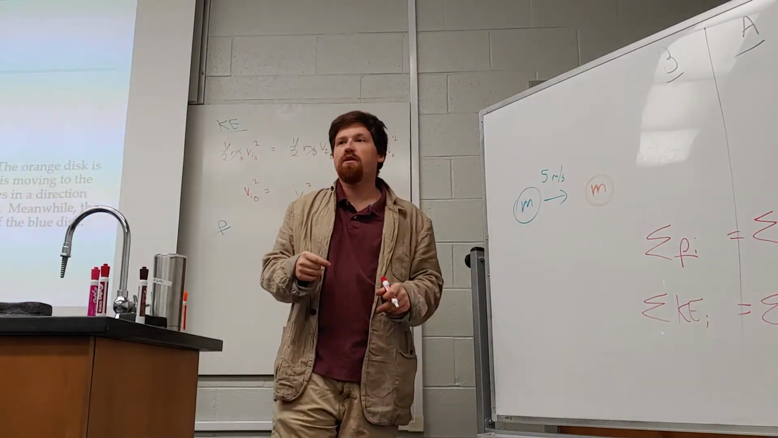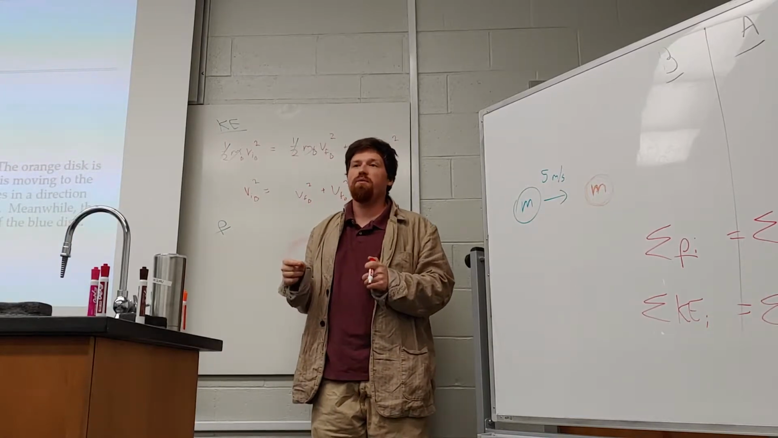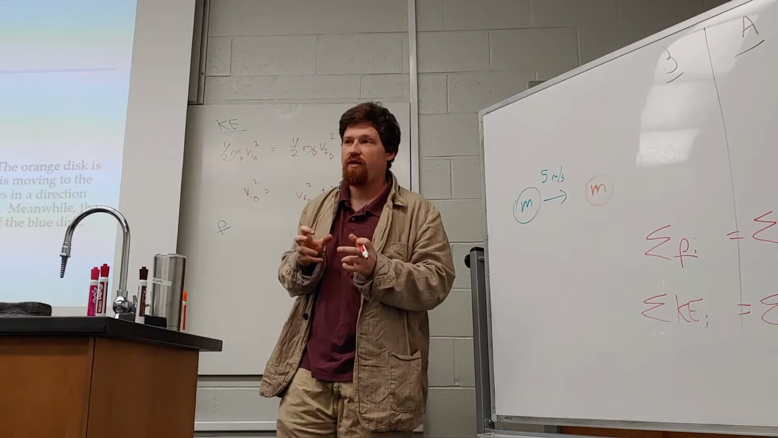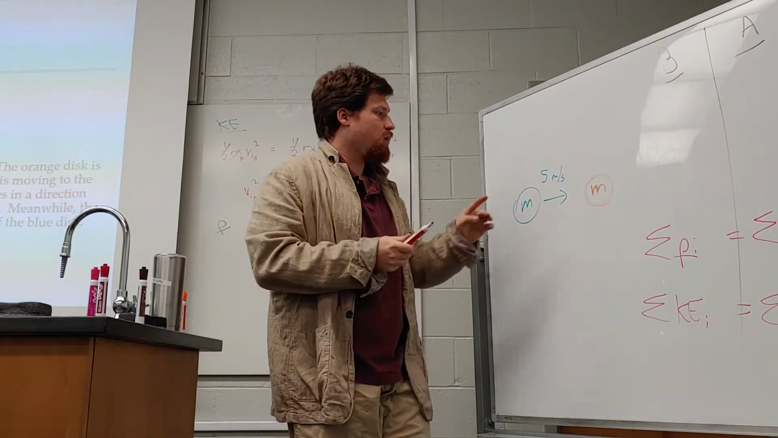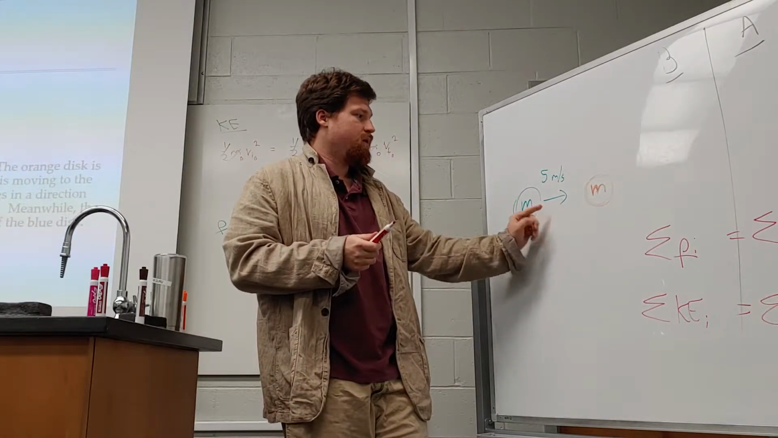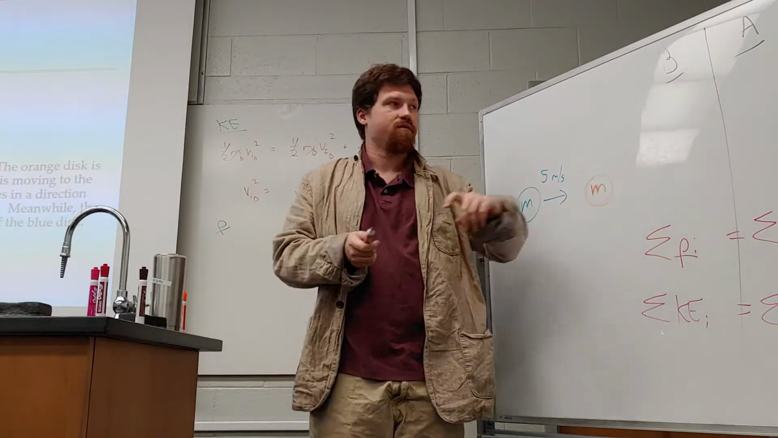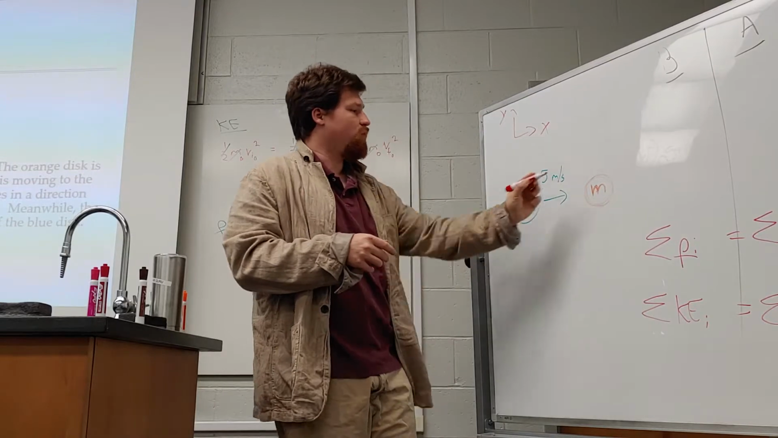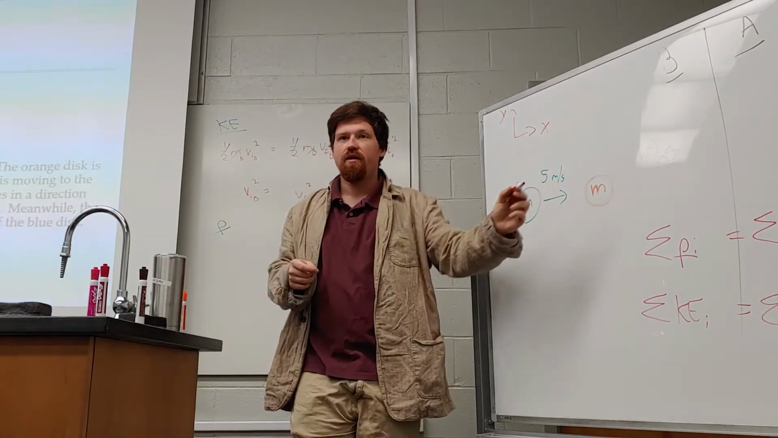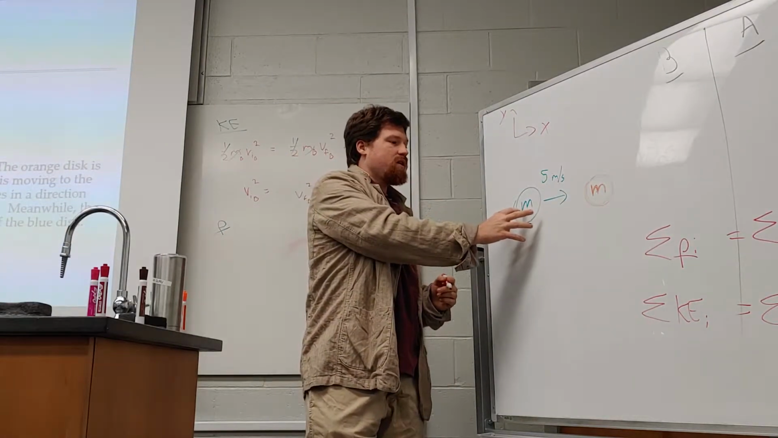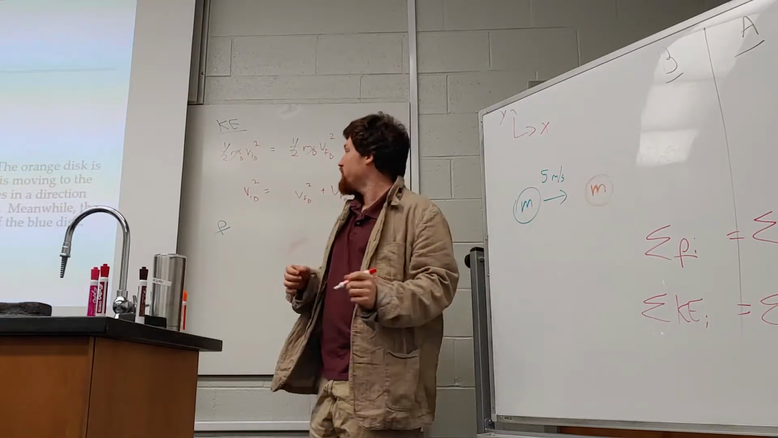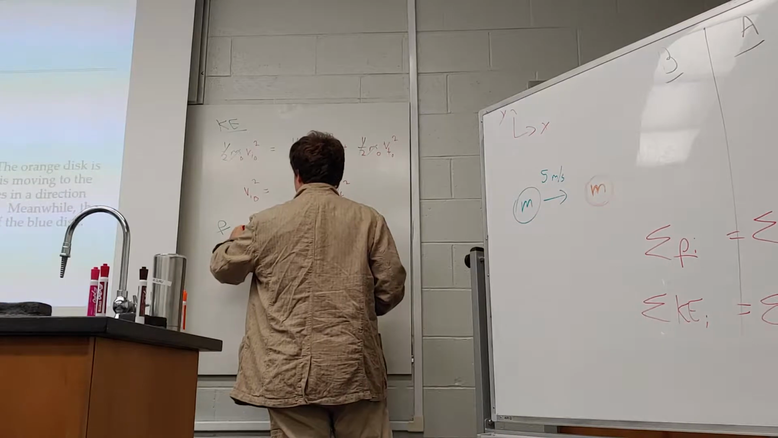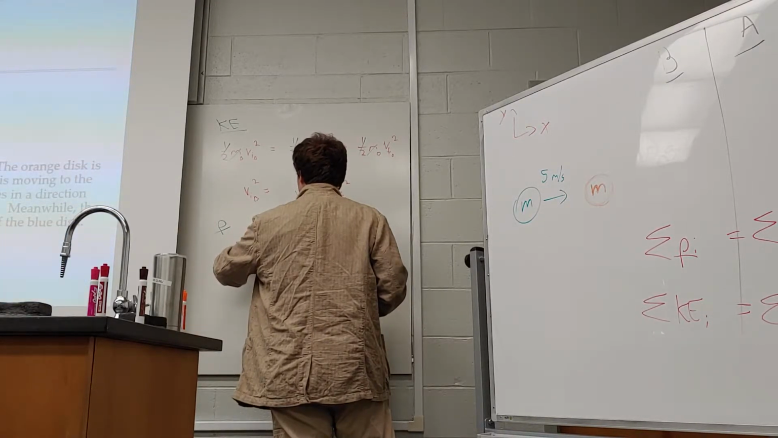So the direction still matters, meaning that we have to factor in direction when we are looking at each of these vectors. So our initial momentum is in the x-axis. The blue disk is only moving forwards in the positive x. So if we look at the initial momentum of the blue disk, that would be the blue disk's mass times the blue disk's initial velocity.